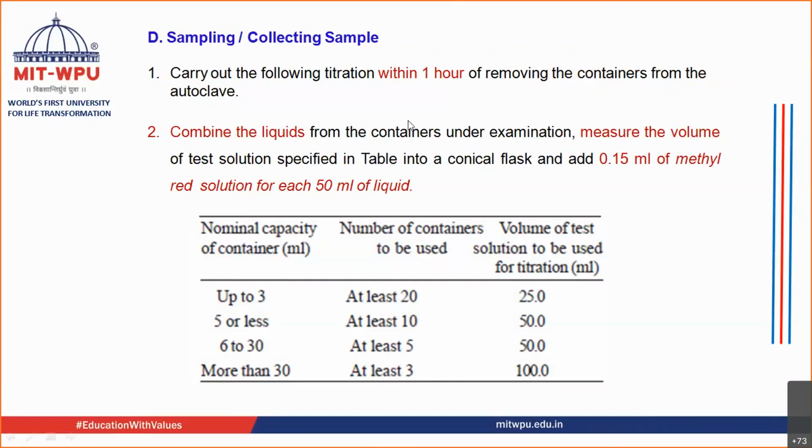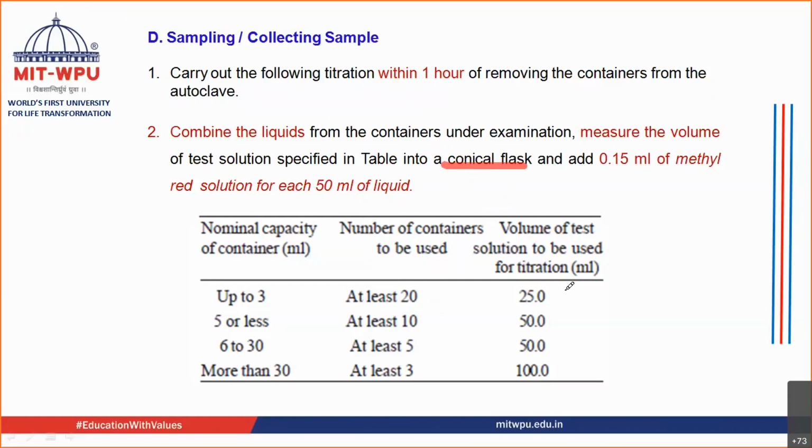titration. In that case, you have taken a number of containers: either 20, 10, 5, or 3 containers. Now all these containers you have filled with water. So now you are going to open the container, and the water which you put into the autoclave, the distilled water, you are going to remove it into a conical flask. Then, out of the water you have removed, you are now going to carry out the titration.